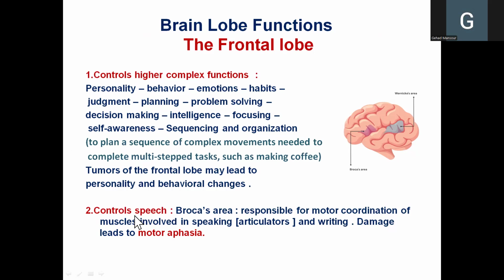Of course, it controls speech because it is related to Broca's area, and Broca's area controls and coordinates the small articulator muscles around the lips, in the tongue, in the pharynx, around the larynx. So any damage to Broca's area will result in uncoordinated speech and difficulty articulating words, as we said before, interrupted speech, telegraphic speech.